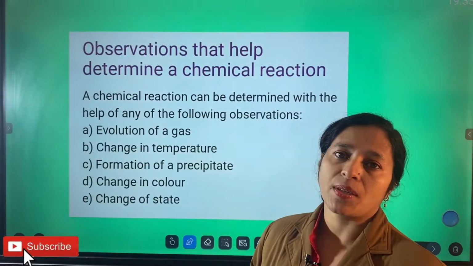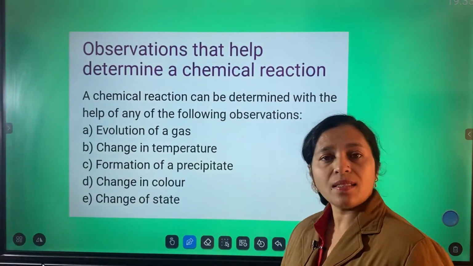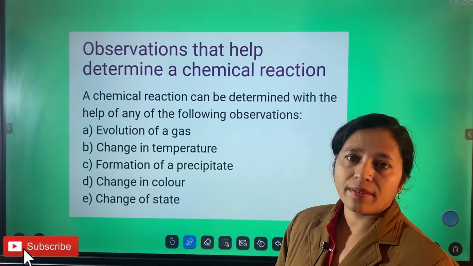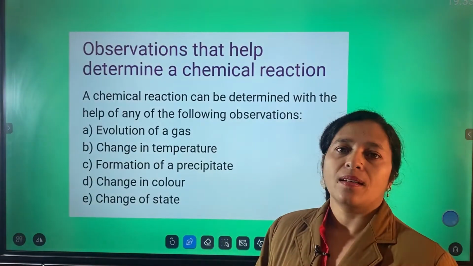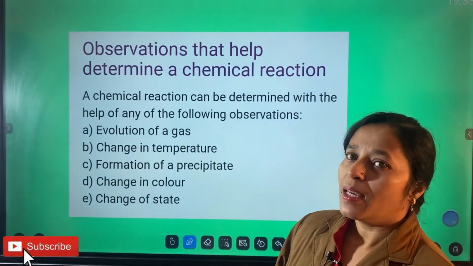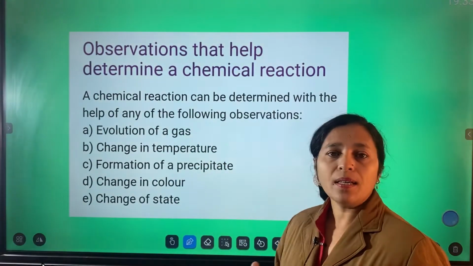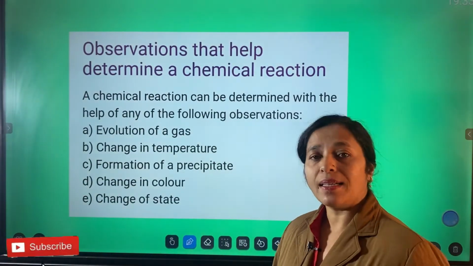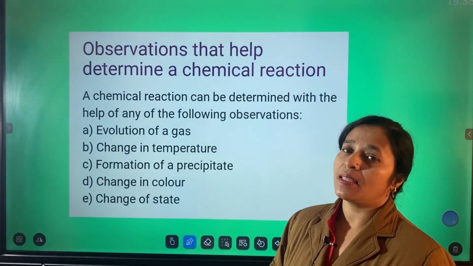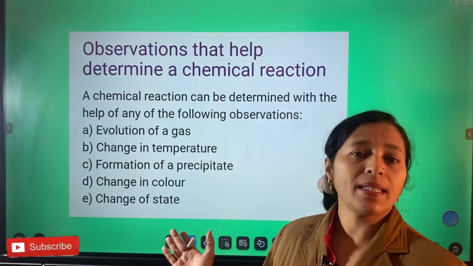Change in temperature. A chemical reaction is always accompanied by a change in temperature, whether the temperature will decrease or increase. Formation of a precipitate. Some substance might form and you can see it in your test tube, so that is the formation of a precipitate. Number four is change in color. If a chemical reaction has happened, then there should be some change in color. So that's why it will be a chemical reaction.